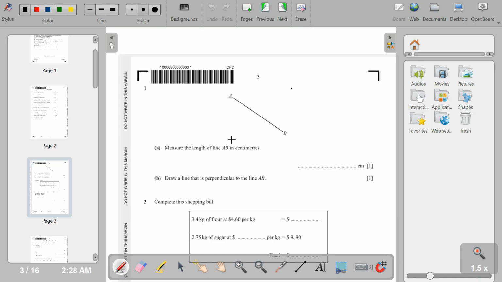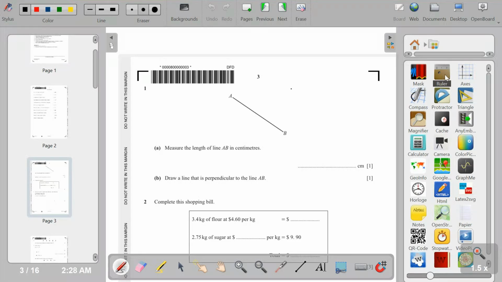Question number 1. Measure the length of the line AB in centimeters. To calculate the length of the line AB, we should use the ruler. You can see that this one is 3.5 centimeter. This ruler has some glitch or error, so the exact value you will calculate by using your scale.